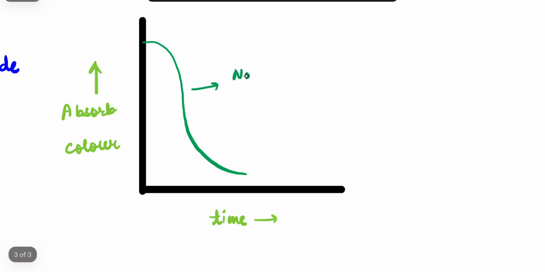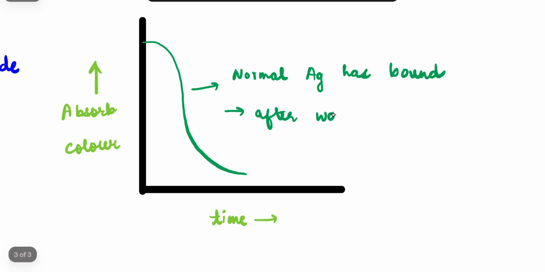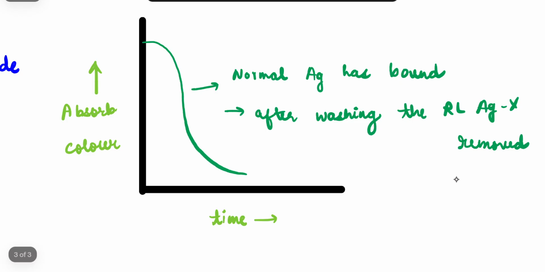So here I can say that because the normal antigen has bound, after washing, see, washing is very important, otherwise detection cannot be possible. After washing, the radio labeled antigen X is removed, and because it is removed, the overall fluorescence decreases with time. So these are the four types of ELISA and the whole concept and principle of ELISA.